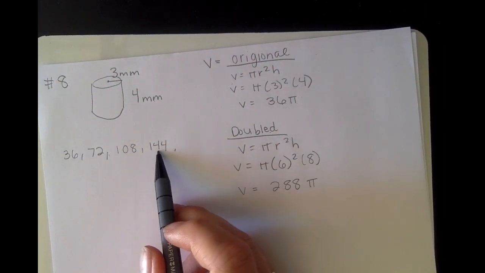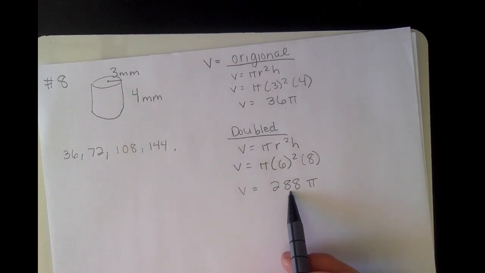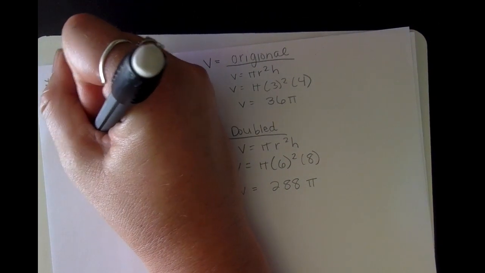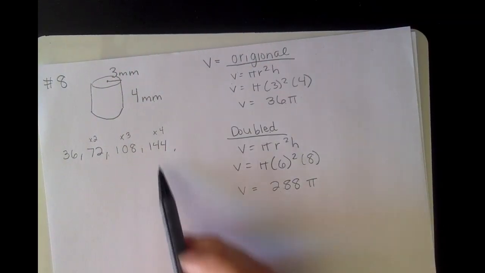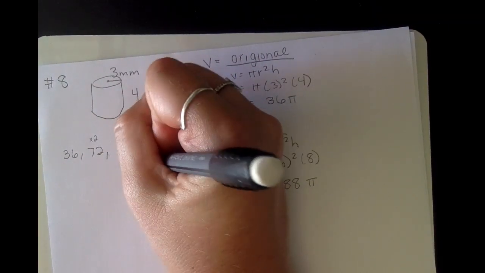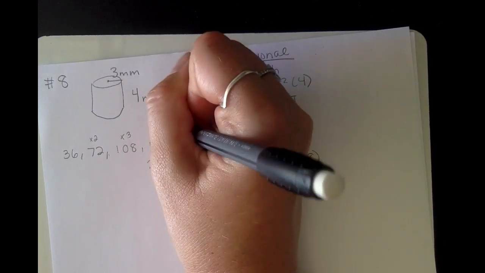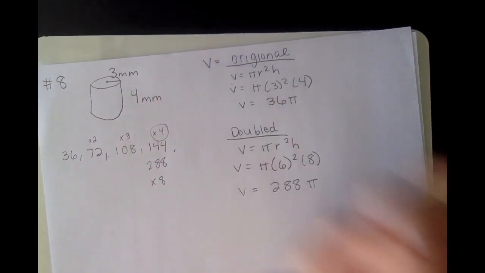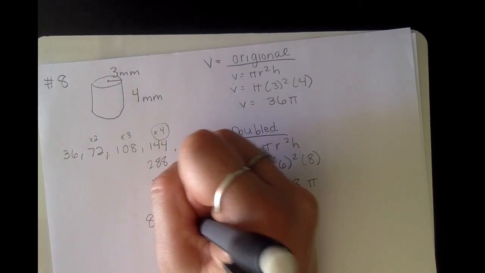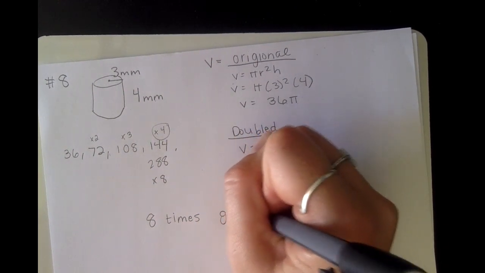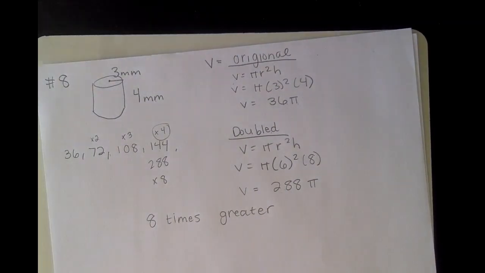Well, I know that 144 is half of 288. So if 72 is twice as big, this is 3 times as big, this is 4 times as big. If I double this to get 288, I have to double this, so I get times 8. So my answer for number 8 is 8 times greater.